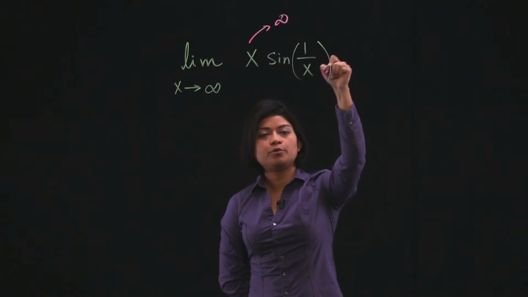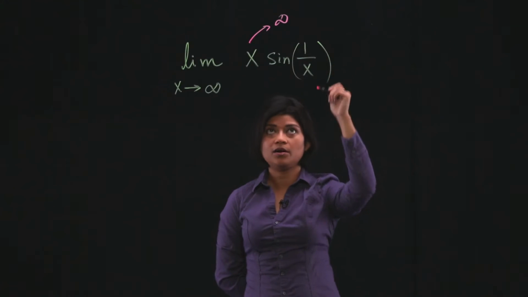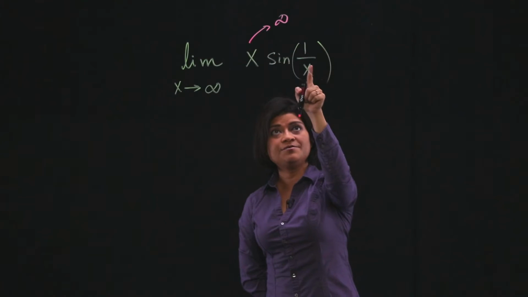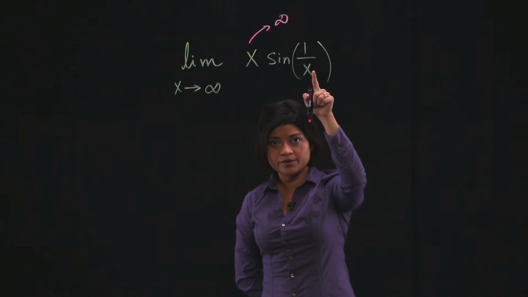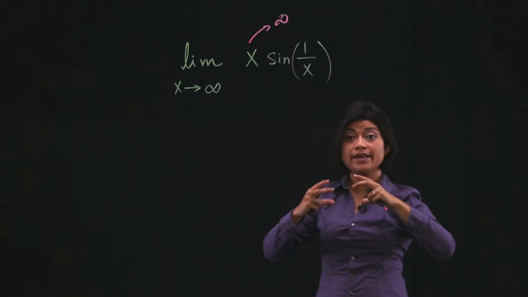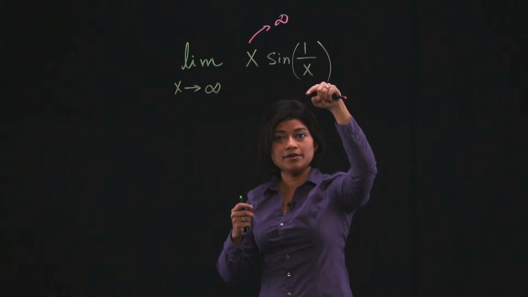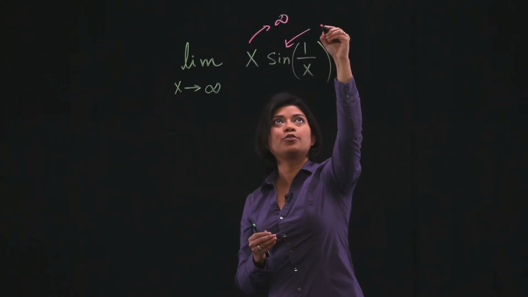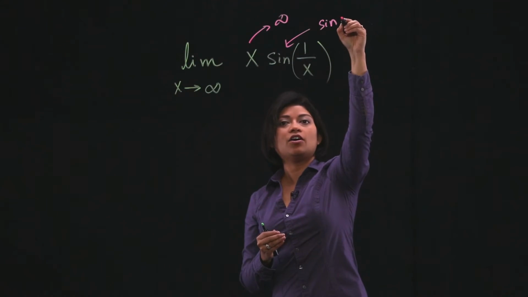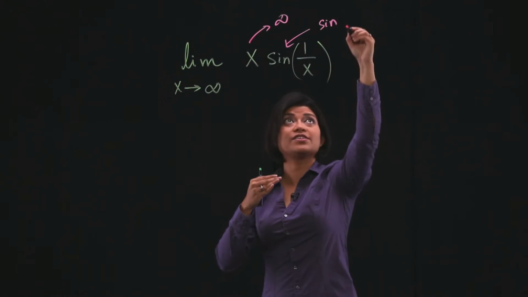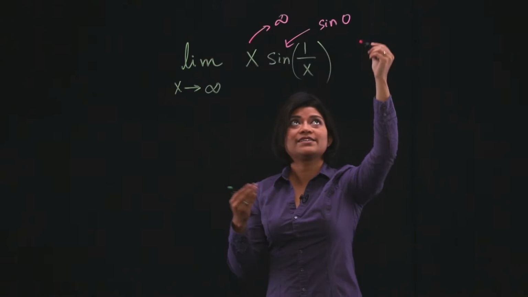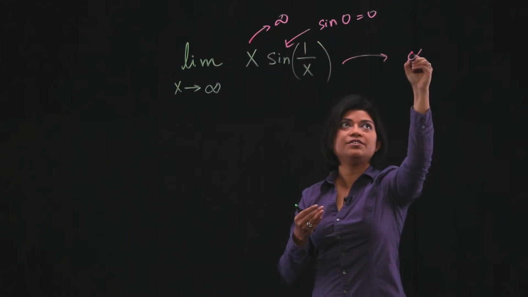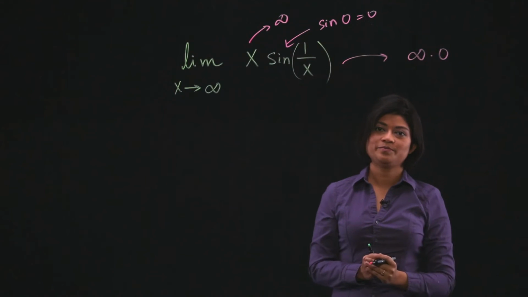Okay, what will happen to the portion that has sine? Now notice, sine of 1 over x. So infinity is now going to be in the denominator, which means the denominator is getting big, which means 1 over x will get small. So this portion will approach sine of 1 over infinity, or sine of 0. And sine of 0 is 0. So direct substitution is giving you infinity times 0.